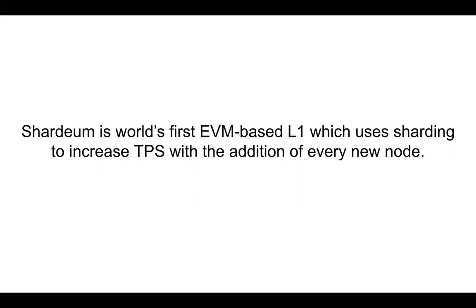You're distributing that database and feeding different kinds of data simultaneously into those pieces so that you can carry out more transactions every second. That's something Shardium uses to increase the transactions per second with the addition of every new node. There's a concept called linearly scalable, that is Shardium. As new nodes are added into the network, the transactions per second will actually increase due to sharding.